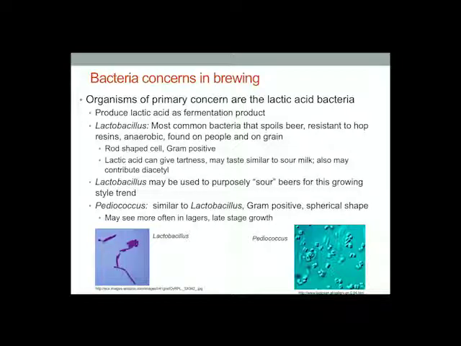And because they're fairly easily found, they can be found on people and on grain, both of which have close contact with wort that could allow it to be introduced. So Lactobacillus, if we look at an image here, are rod-shaped cells.